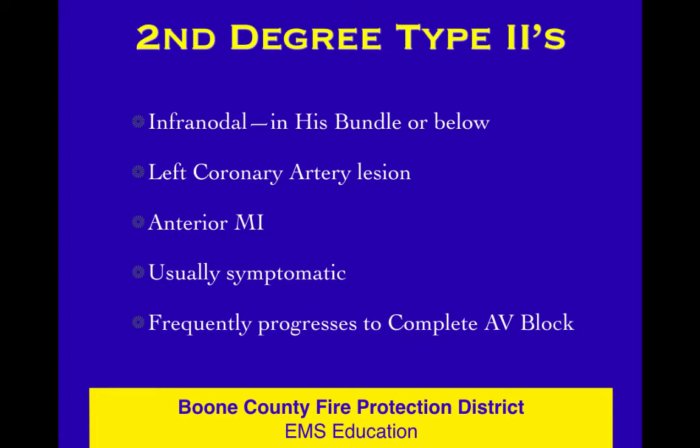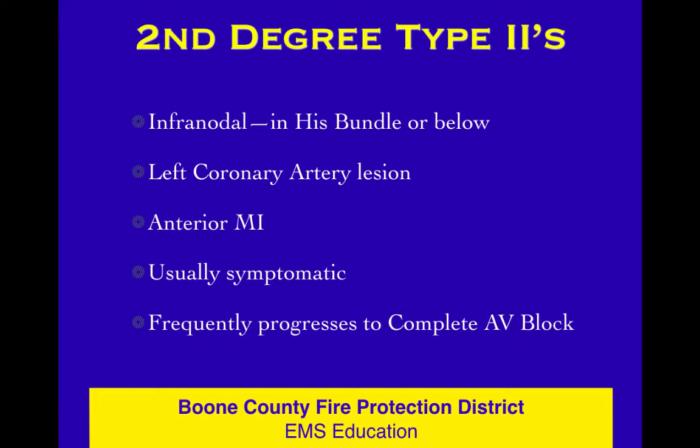Second degree type 2s. These are infranodal. These are not in the node. So you can mess with the AV node via the parasympathetic nervous system all you want. You can give this patient buckets full of atropine to block that parasympathetic side. It's going to do not one single thing for a second degree type 2. This block is below the node. It's in the His bundle or it's below that.